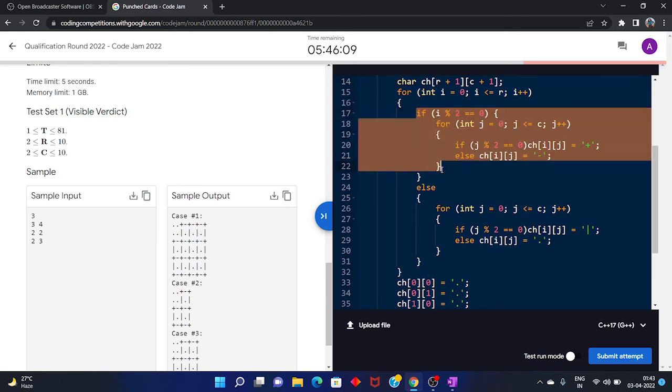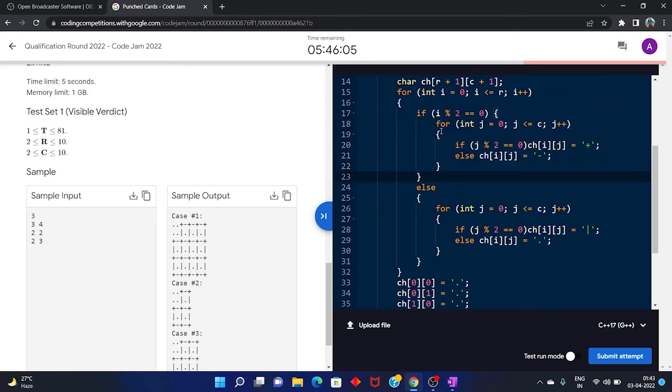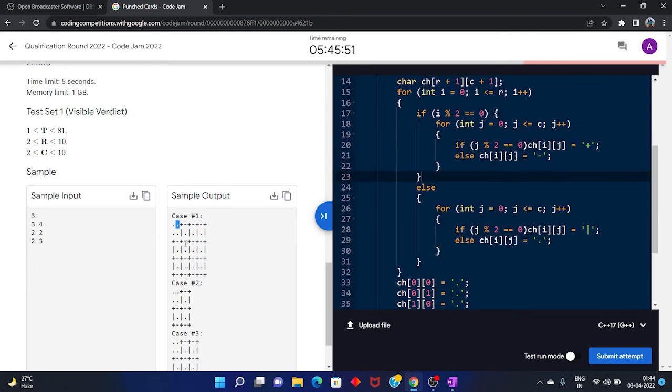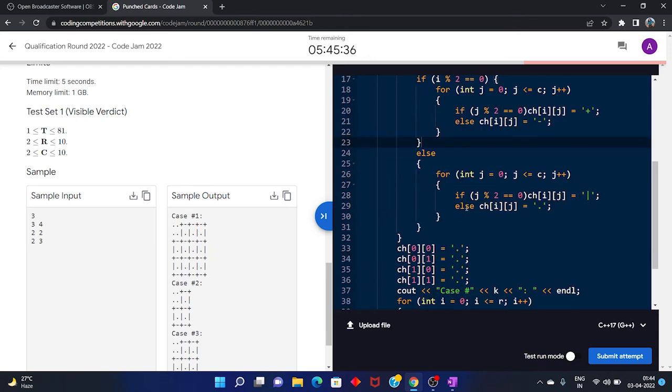If the row number is even, then I will have a j loop for the number of columns. If j is even, I will keep a plus sign, and if j is odd, I will keep a minus sign. For j also we are considering zero indexing. This will form a consecutive pattern of plus minus plus minus. Again, for i odd, I will keep a j loop, and if j is even, I will store a pipe in the 2D character array, and if j is odd, I will keep a dot here.